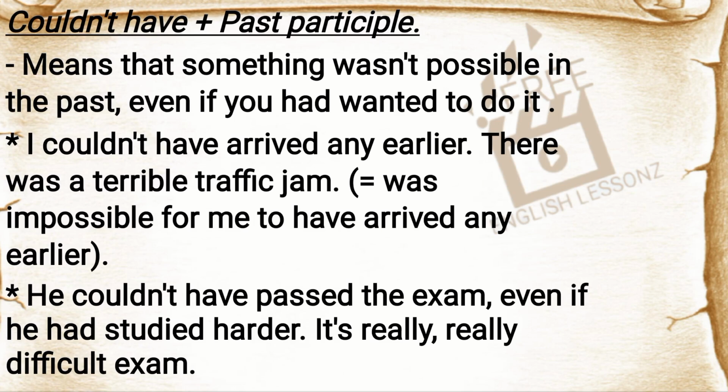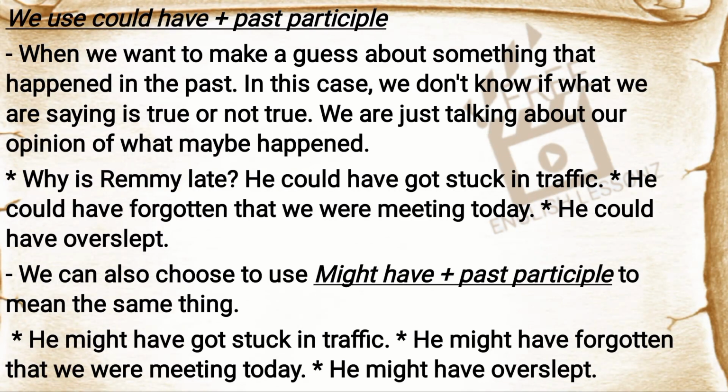We use could have plus past participle when we want to make a guess about something that happened in the past. In this case, we don't know if what we are saying is true or not true. We are just talking about our opinion of what maybe happened. Why is Remy late? He could have got stuck in traffic. He could have forgotten that we were meeting today. He could have overslept.